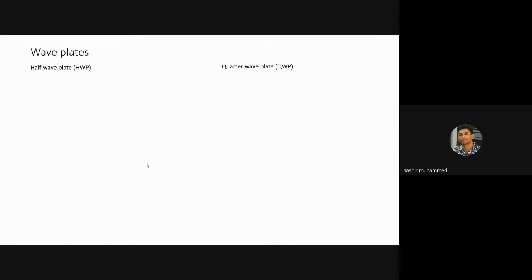So, next point, half-wave plate. I think I don't have to.